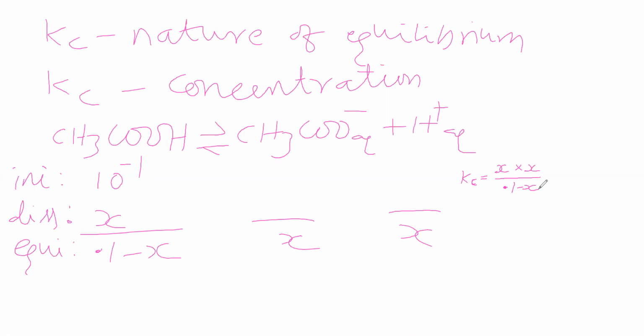Next we will take acetic acid in another way. Now we will take acetic acid solution. Its concentration is 0.01 molar. It is dissociating. How much is dissociating? y molar. So at equilibrium, 0.01 minus y molar is present.